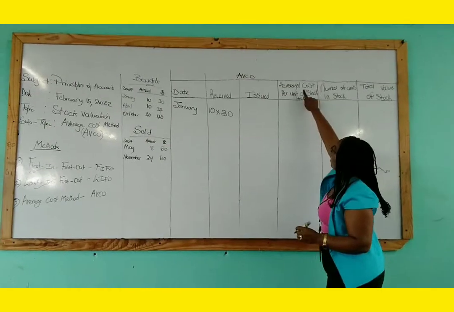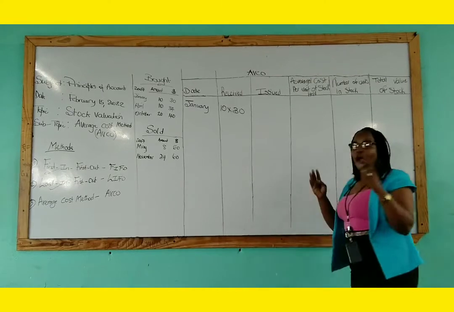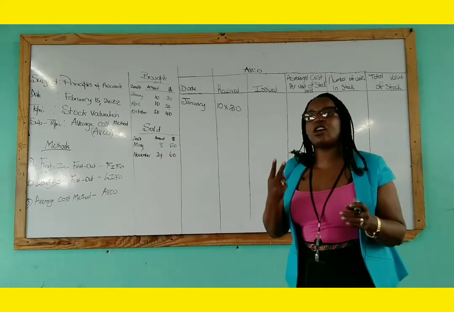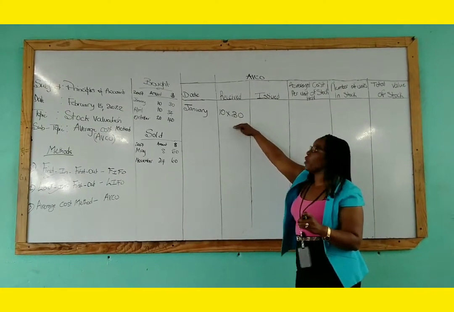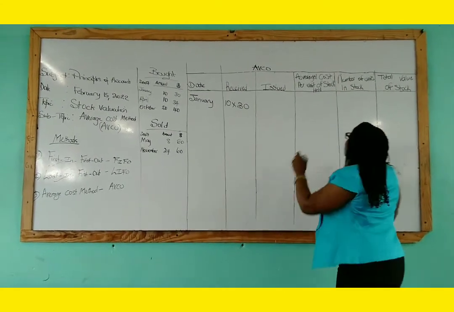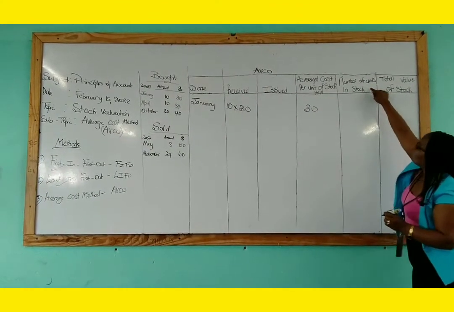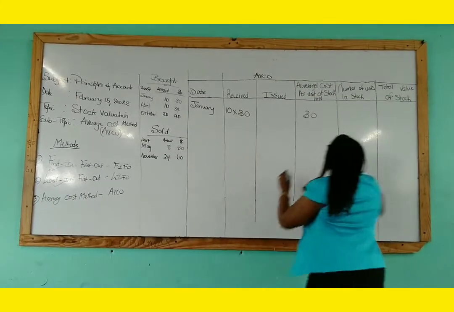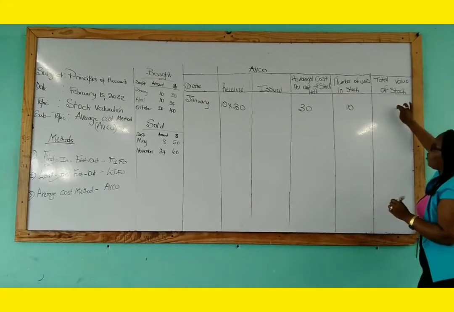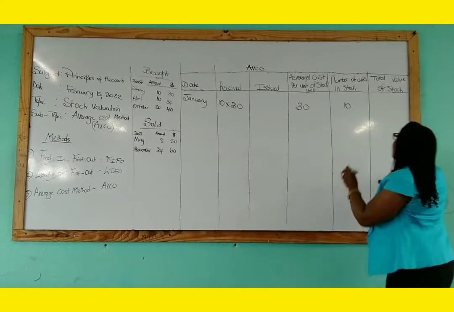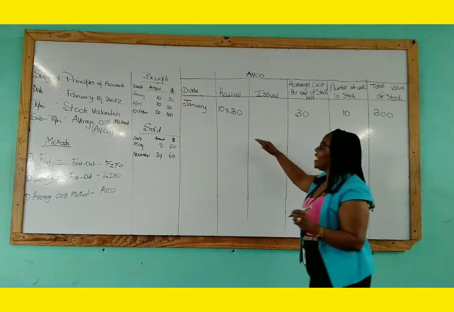We did not issue any in January. That means we're going to average the cost. The cost is 30. There's nothing to average because when you average, you have two figures together and divide by 2. And the fact that this is the first thing happening in the year, January, the first month, we don't have anything to average. So the price will remain. And the number of units in stock is 10. So we bring the 10 here. The total value of stock is the 10 times the 30, which is 300. And that is what happened in January.